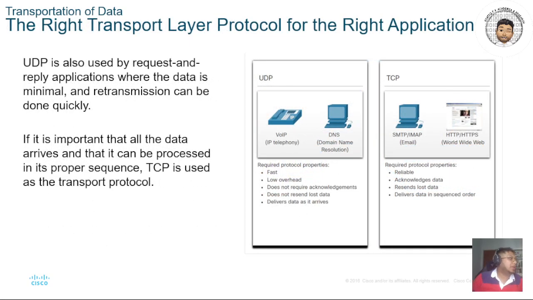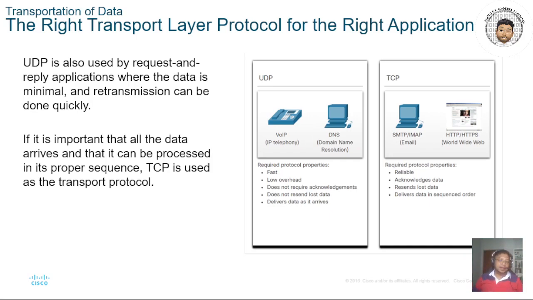Okay, so let's take a look at the types of UDP and TCP and the effect on your application. You need to choose the right transport layer protocol for the right application. For example, we usually use UDP for our IP telephones and also for our DNS, domain name resolution. And for TCP, we usually use it for the World Wide Web and also for our email.